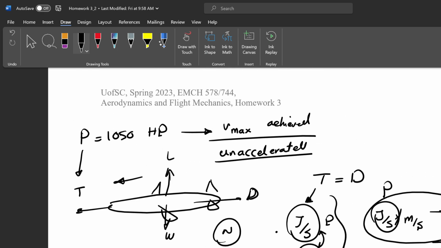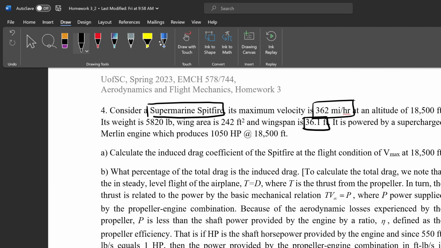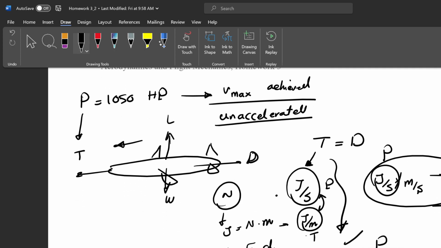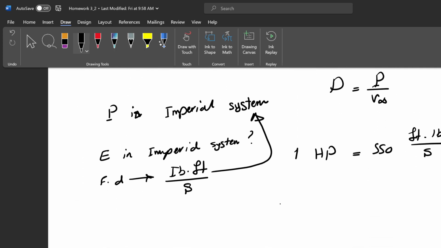And what is the horsepower that is available to us? It is 1,050. So 1,050 horsepower is going to be 550 multiplied by 1,050 foot-pound per second.